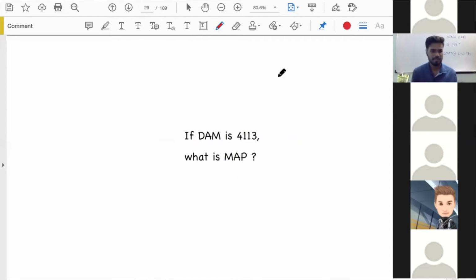So let's move on from probability. Let's get into some aptitude type, creative kind of questions. If DAM is 4113, what is MAP? You will learn one of the most important tricks to answer some aptitude questions in this question. If DAM is 4113, what is MAP? If you have answers, leave them in the chat.